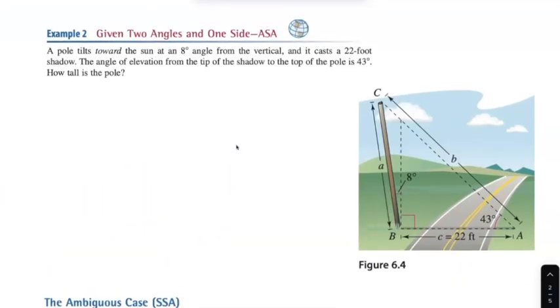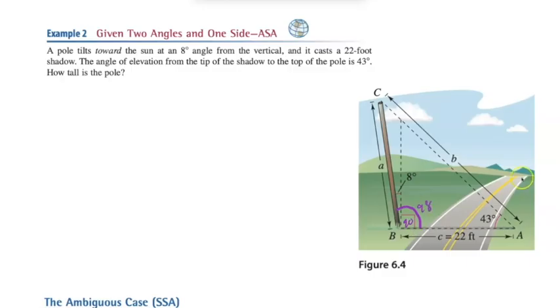Next one, now we can do an application problem. A pole tilts towards the sun at an 8-degree angle from the vertical, as it shows right there, and it casts a 22-foot shadow. That's my 22-foot shadow. The angle of elevation from the tip of the pole is 43. How tall is the pole? The key here is this angle, from here to here, is 90 plus 8, 98.